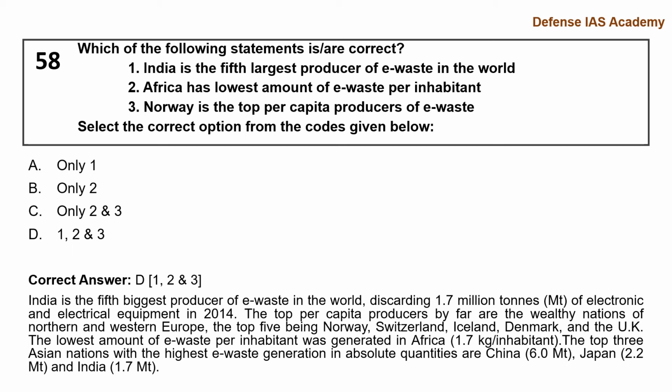India is the fifth biggest producer of e-waste in the world, discarding 1.7 million tons of electronic and electrical equipment in 2014. The top per capita producers by far are the wealthy nations of Northern and Western Europe, the top 5 being Norway, Switzerland, Iceland, Denmark and the UK. The lowest amount of e-waste per inhabitant was generated in Africa. The top 3 Asian nations with the highest e-waste generation in absolute quantities are China, Japan and India.